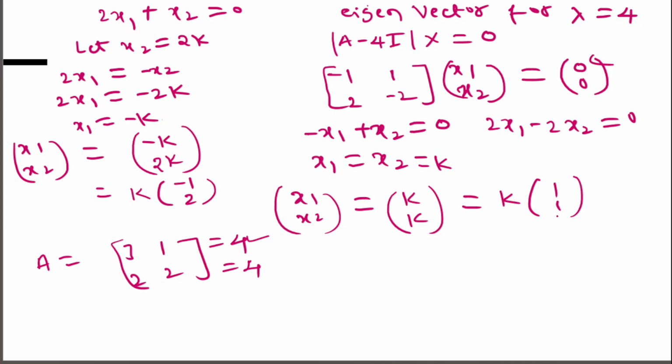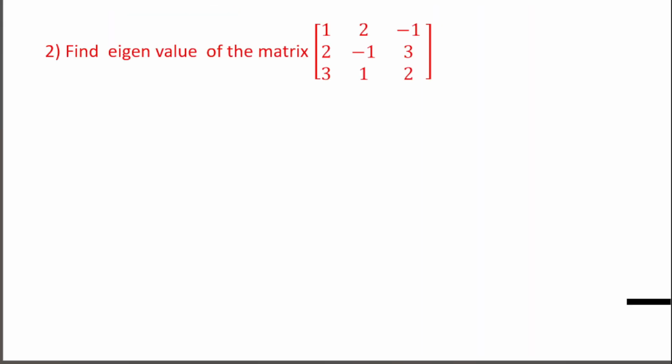So we have seen a 2 cross 2 matrix. Next we move on to the 3 cross 3 matrix. How to find the eigenvalue of a 3 cross 3 matrix? Here is one matrix. Find the eigenvalue of the matrix 1 2 minus 1, 2 minus 1 3, 3 1 2.